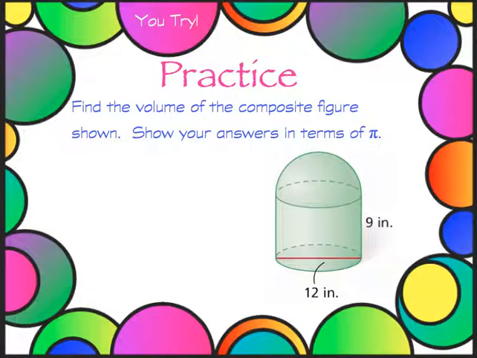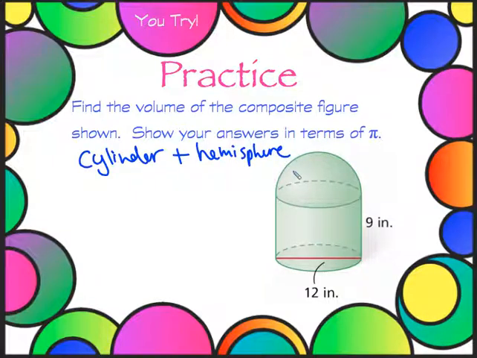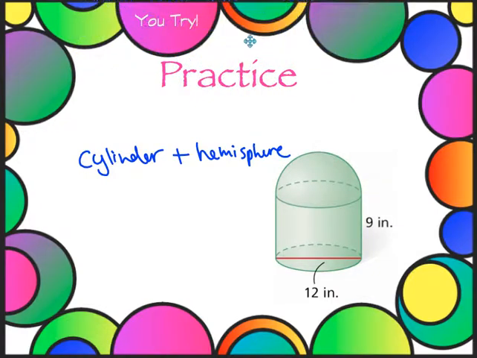So this is the last problem. It's a little bit easier than the surface area problem because you don't have to worry about what's on the surface. You just do a cylinder plus a hemisphere, which is a sphere divided by 2. So let's see if I can make more room. It does say in terms of pi, so we'll just try to remember that.